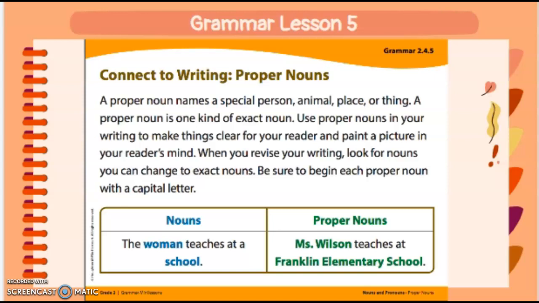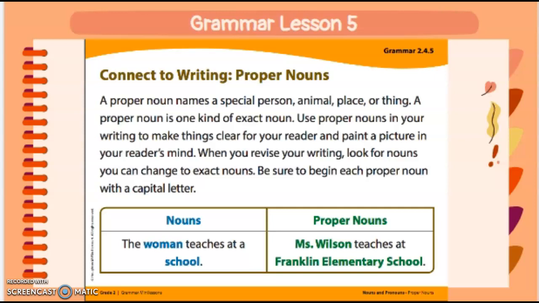Today we're going to talk about proper nouns and how we can use them in our writing. A proper noun names a special person, animal, place, or thing. A proper noun is one kind of exact noun.